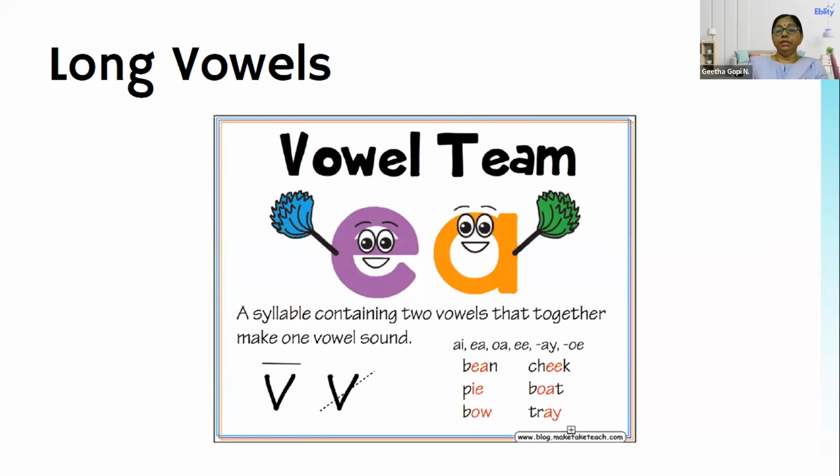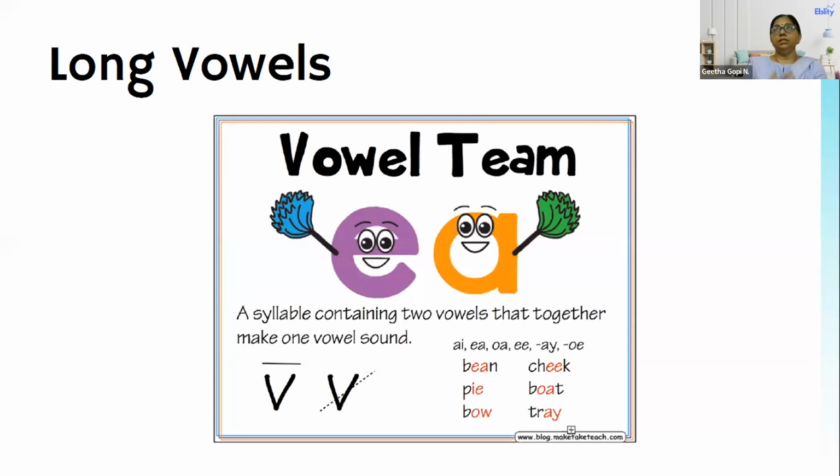And the way we read it is the first vowel, if you look at the visual that is given here, the first vowel where it says V, there is a long line drawn at the top, which denotes that it says its long sound. And the second vowel, there's a dotted cancelling of the vowel, which means it is silent.